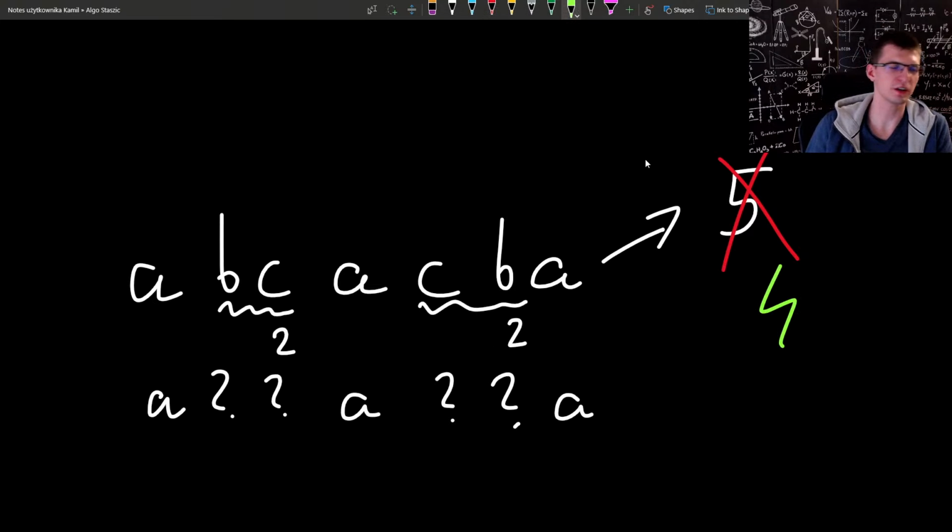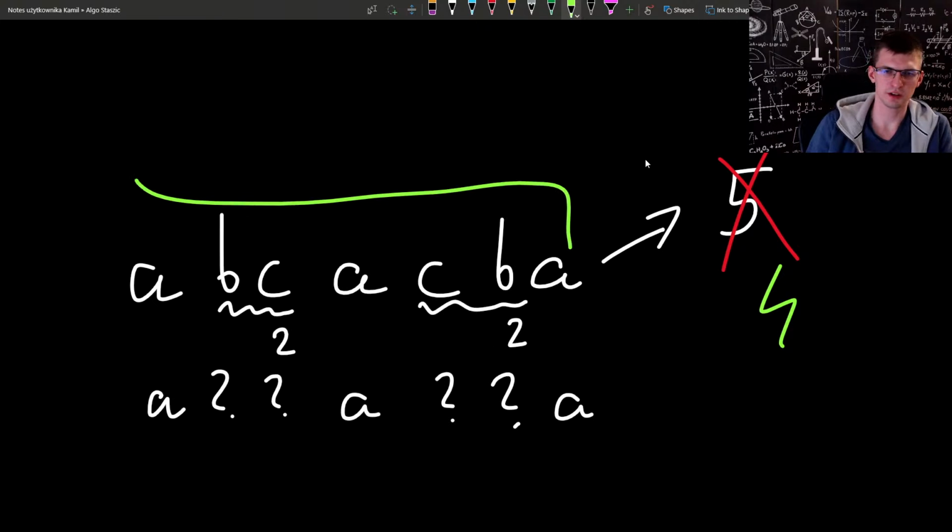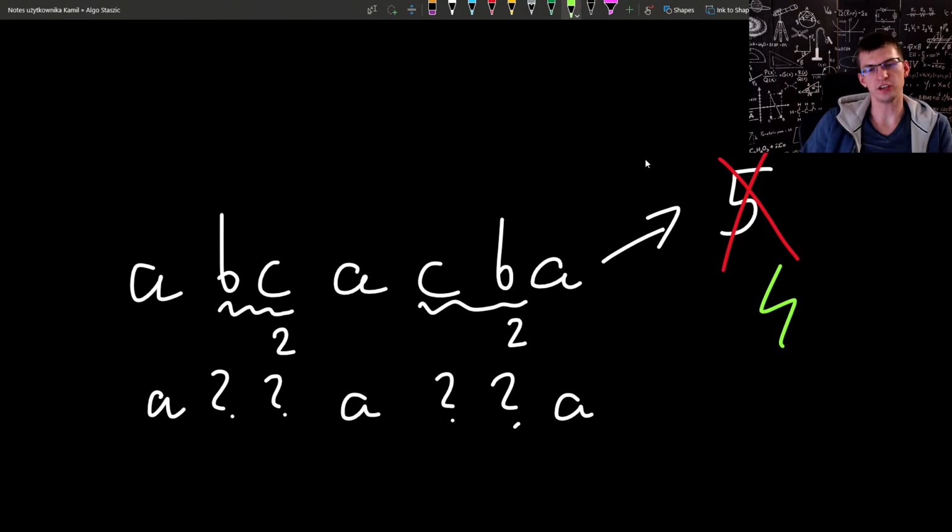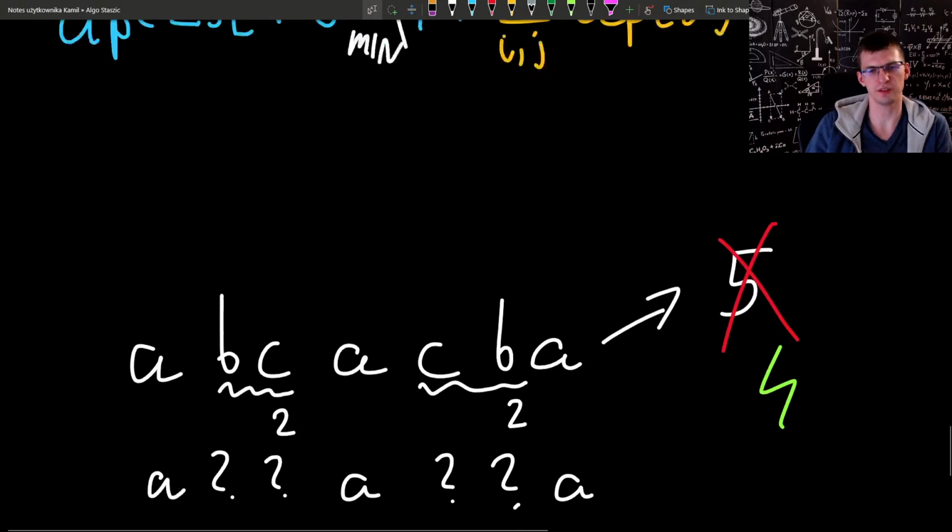Because we can, looking from the beginning, print A's here, then print B's here, then print C's here, then print A's here. What we see is that it isn't good to group all characters equal to each other together and to say that they will be printed at the same time. Maybe it's better to just choose some of them.